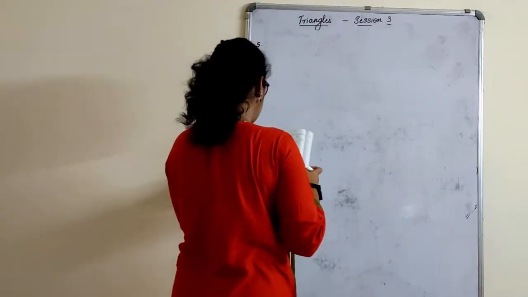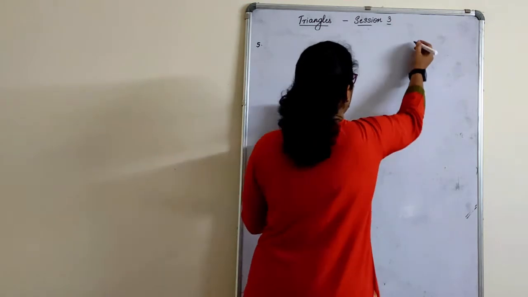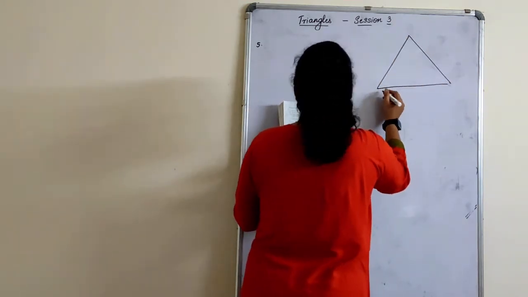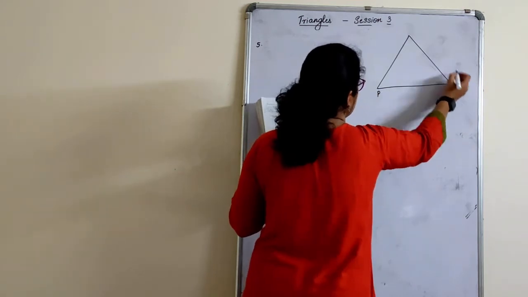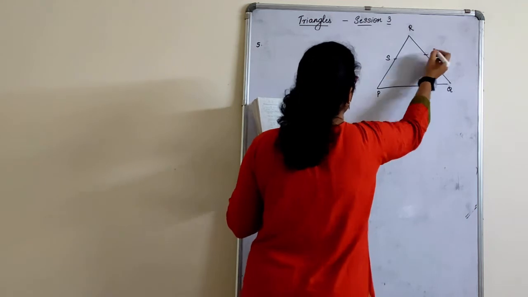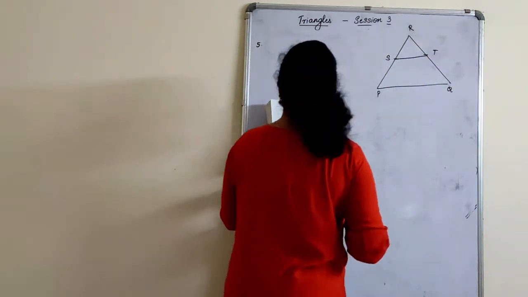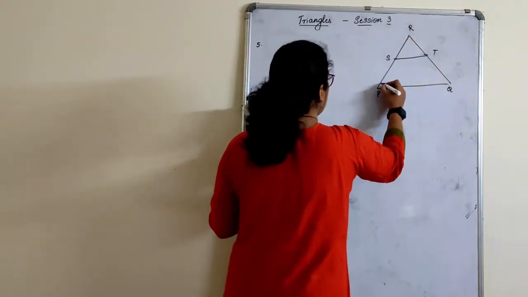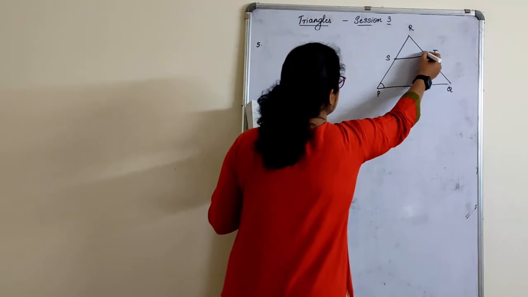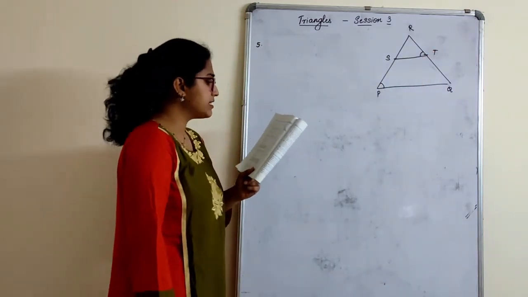Figure is not given here. S and T are points on the sides PR and QR of a triangle PQR. So I will consider triangle PQR. So S and T are points on PR and QR, such that angle P is equal to angle RTS. These two angles are equal. That's given. Show that the triangles are similar.